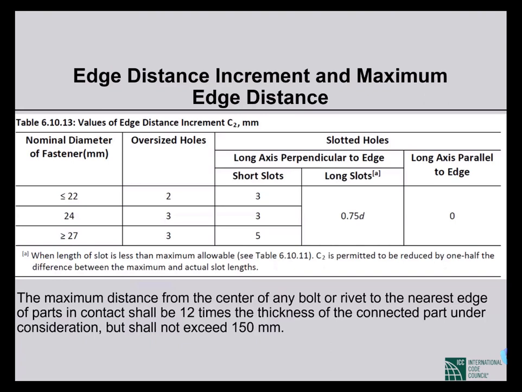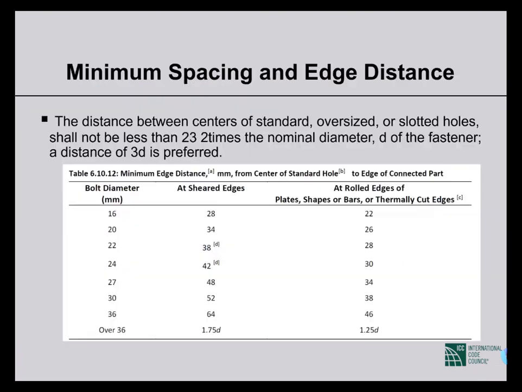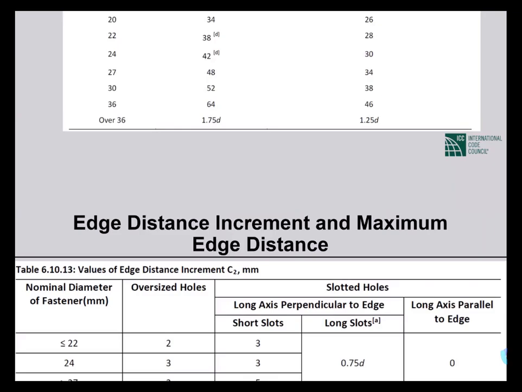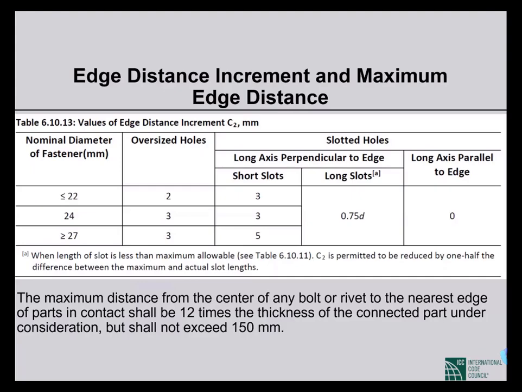Now, edge distance increment, that is for slotted holes and oversized holes. Those were for standard holes, these measurements. But for oversized holes and slotted holes, we have to leave more space. Like for oversized holes, 2 mm or 3 mm more distance we have to leave. And for slotted holes, it is tabulated here.